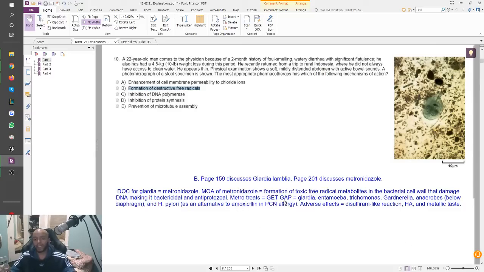Metro treats GET-GAP, right? G-E-T-G-A-P, which is Giardia, amoeba, trichomonas, Gardnerella, anaerobes, and H. pylori. Anaerobes that are below the diaphragm, right? As opposed to clindamycin. And H. pylori, you could use metronidazole as an alternative to amoxicillin in someone with penicillin allergy. Adverse effects of metronidazole are just disulfiram-like reaction, headache, and metallic taste. All right, so very straightforward medication, very important medication. You definitely want to make sure you know this stuff very well.